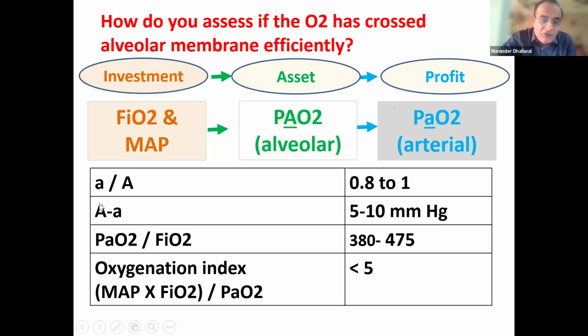Then this alveolar arterial gradient is more of a theoretical talk, and the arterial by alveolar ratio again is more theoretical. Once you reach high altitudes, if the alveolar oxygen is low, then the arterial will be low. So it's more theoretical, with less practical usage.